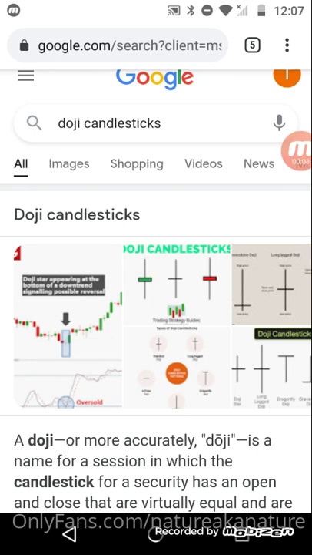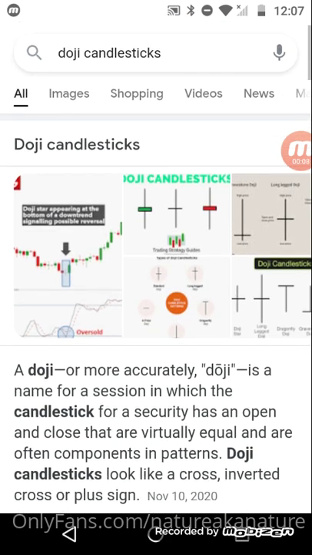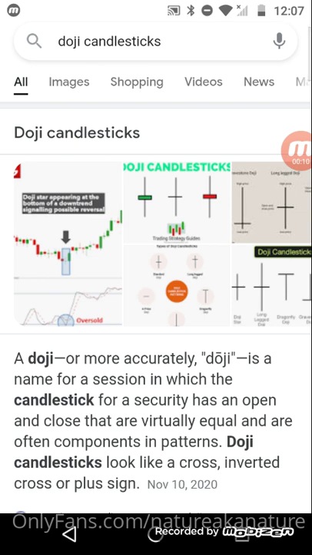Alright, so gang, we're gonna be talking about Doji Candlesticks. Like I said, we're gonna be diving in and talking more and more about Doji Candlesticks so y'all know what's going on in the market. So this is how I make my money, so I want to teach y'all how I make my money.